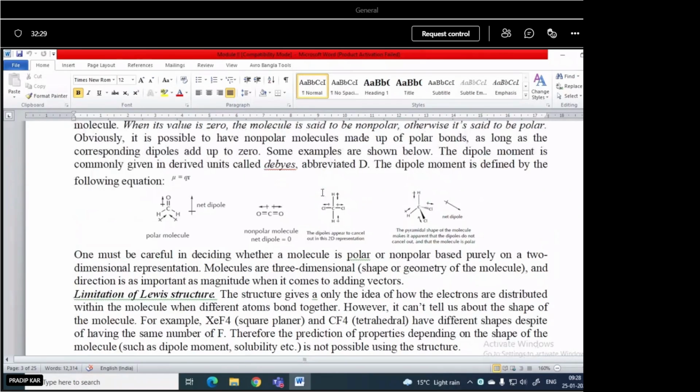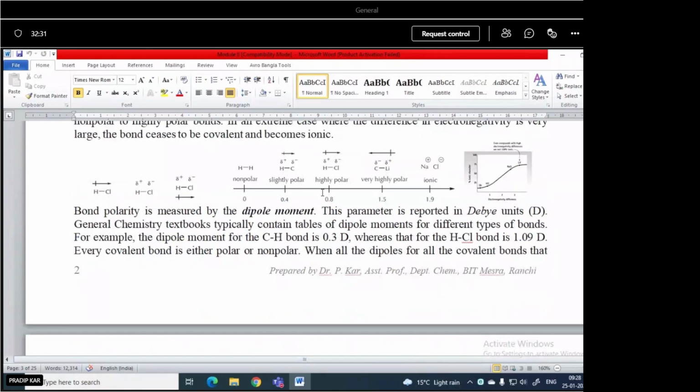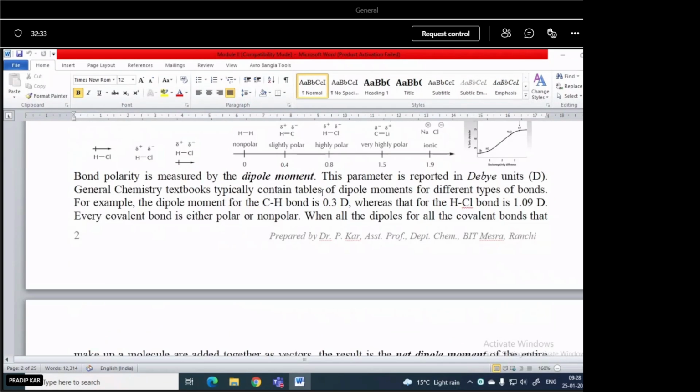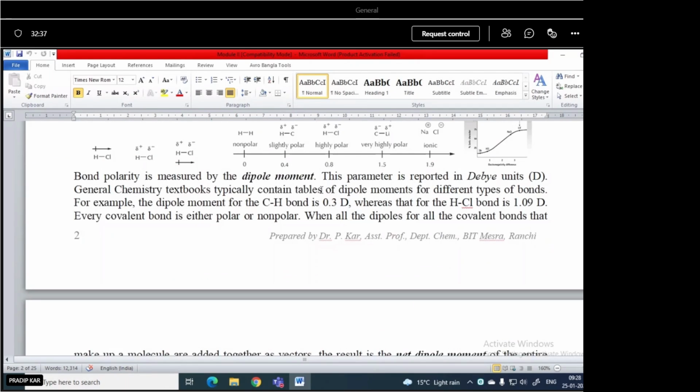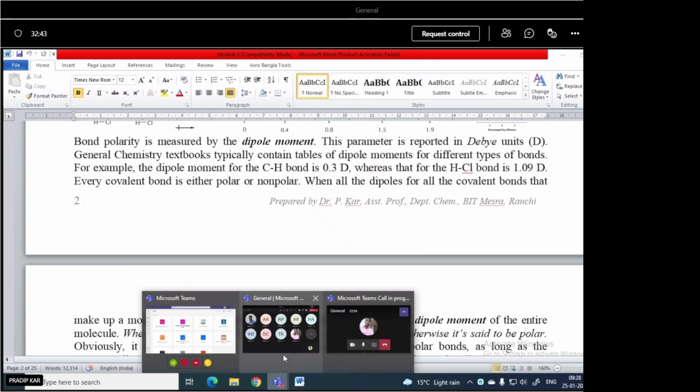So the examples which you gave above, we have not discussed them.